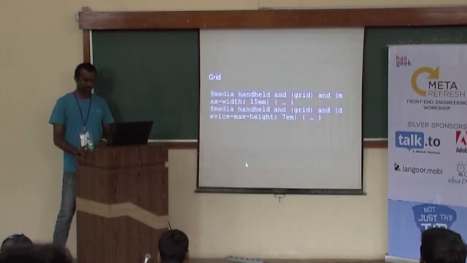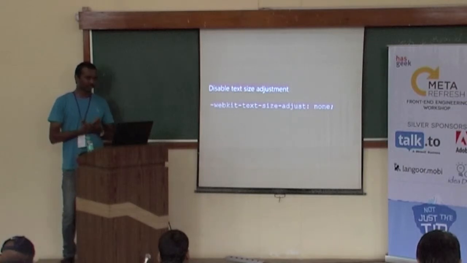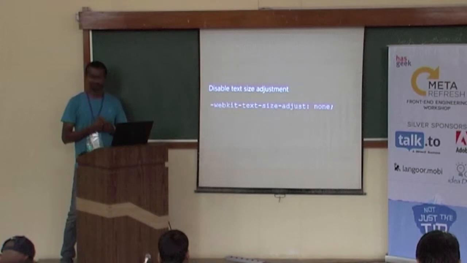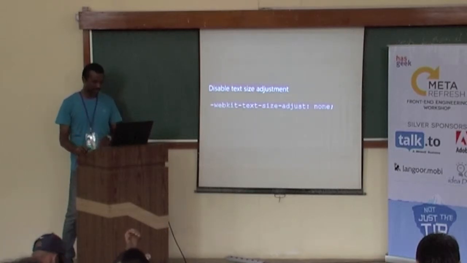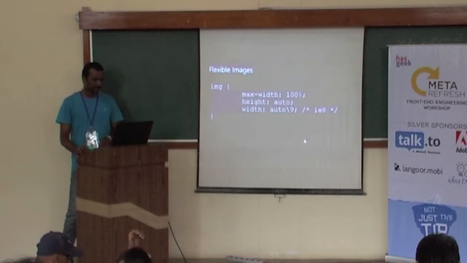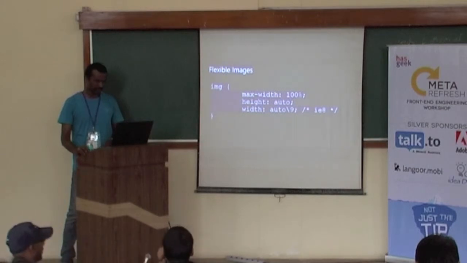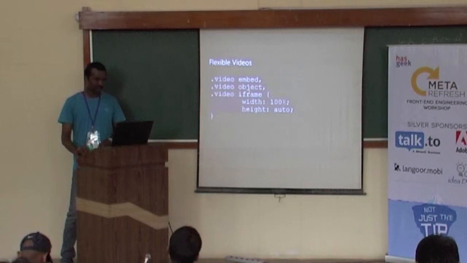These are some best practices. The iPhone Opera version by default will adjust the text size. To avoid that, use text-size-adjust none, so the default content will be loaded. Then flexible images, so it sets flexible images and flexible videos.